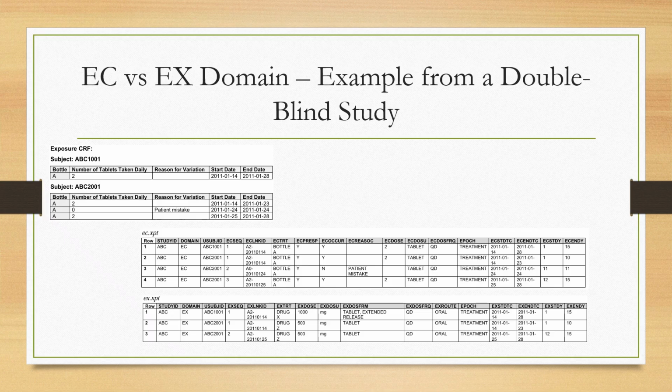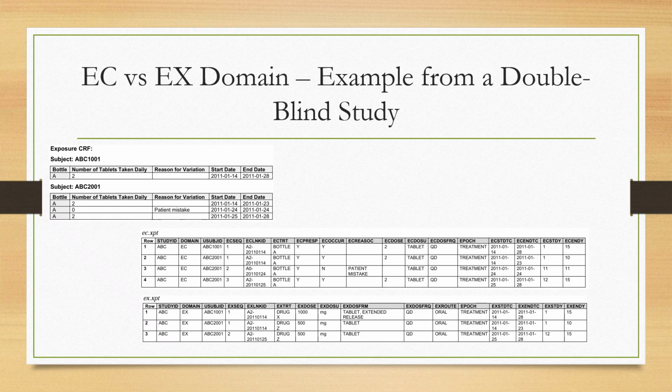You can see that for the second subject who took two tablets from the time period of 14th of January to 23rd of January, we have one record created where the EXTRT is drug Z and the dose is 500, which is 250 mg dose per tablet, and the subject took two tablets, so it is a 500 mg dose the subject has taken. Here we have the date information also, during which the subject has taken it.